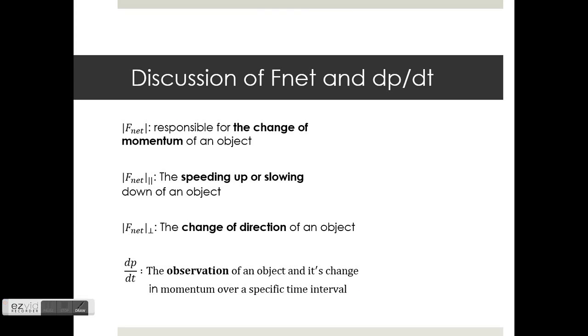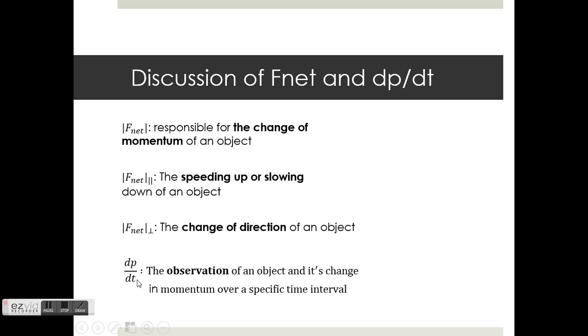Now a further discussion of F net and dp dt. F net is the net force. We know that the force acting on the object is responsible for the change of the momentum of the object. F net parallel is the force that's causing the object to either speed up or slow down, since this force is in the plane of r hat. And we know that F net perpendicular is the change of direction of the object.